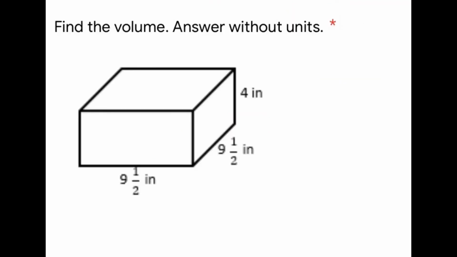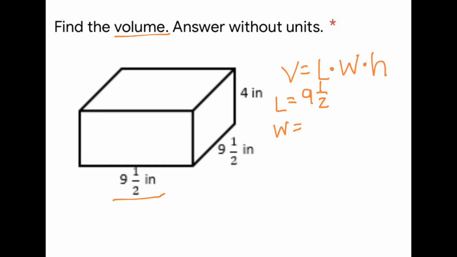Find the volume. Answer without units. We know that volume equals your length times your width times your height. So our length is 9.5. Our width is 9.5. And our height is 4.